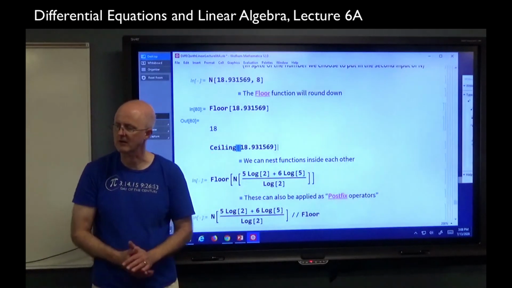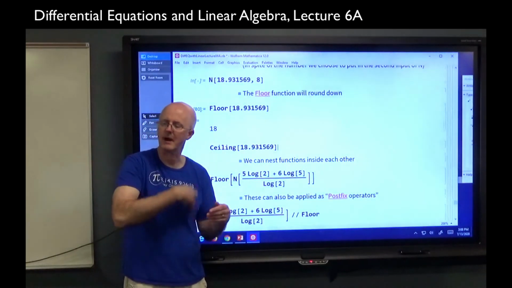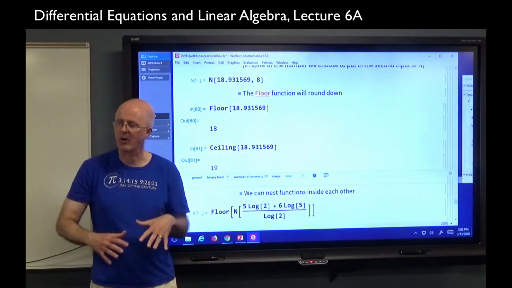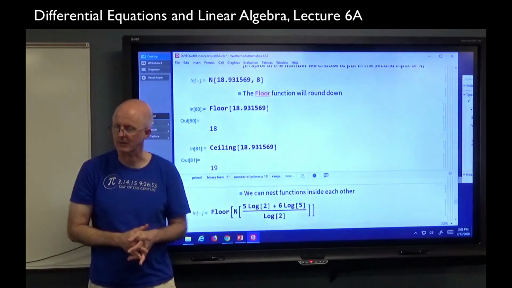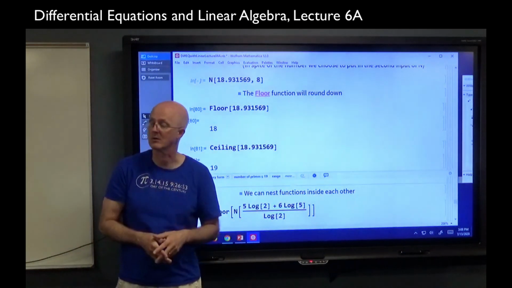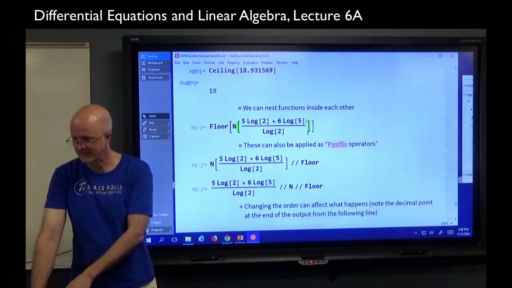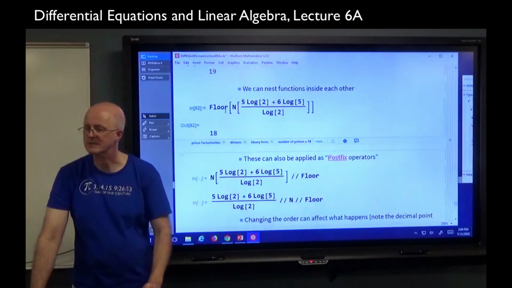In this discrete model, if I want to find the first whole number time when the population is over 1 million, I want to round up. Floor always rounds down, Ceiling always rounds up. They're not rounding to the nearest whole number, they're rounding down or rounding up. As I've told you before, you can nest functions. Let's do Ceiling instead of Floor.